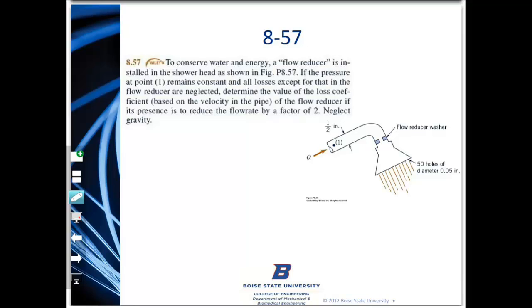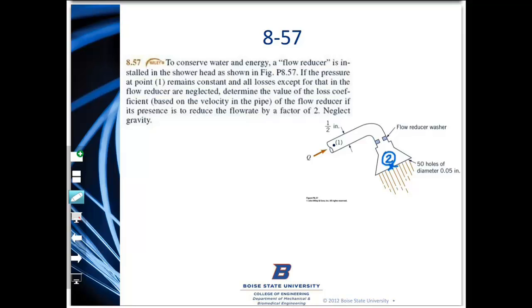Immediately you can see that we are interested to find the loss coefficient, which generally is related to the head losses and which is basically the minor head losses in this problem. So we should think of writing an energy equation. However, there is only one point right now mentioned on the figure. So let's go ahead and pick another point right about here, and let me call this point 2.